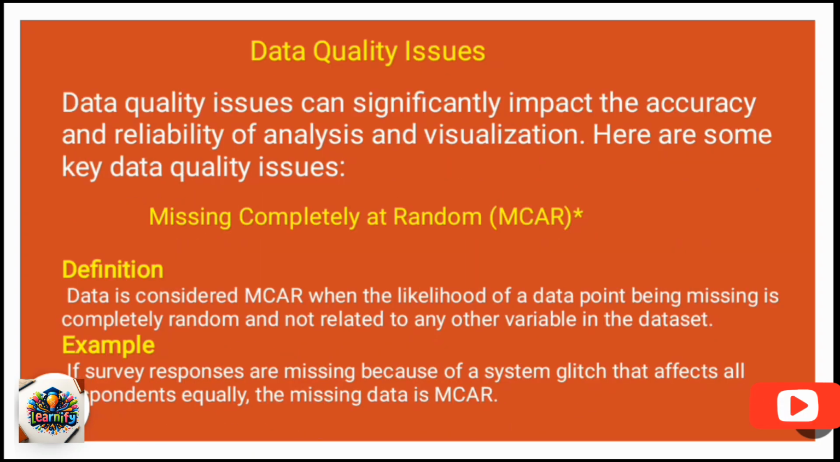So now here we have data quality issues. Data quality issues can significantly impact the accuracy and reliability of analysis and visualization. Here are some key data quality issues. Missing completely at random, MCAR. Definition: data is considered MCAR when the likelihood of a data point being missing is completely random and not related to any other variable in the dataset. For example, if survey responses are missing because of a system glitch that affects all respondents equally, the missing data is missing completely at random.